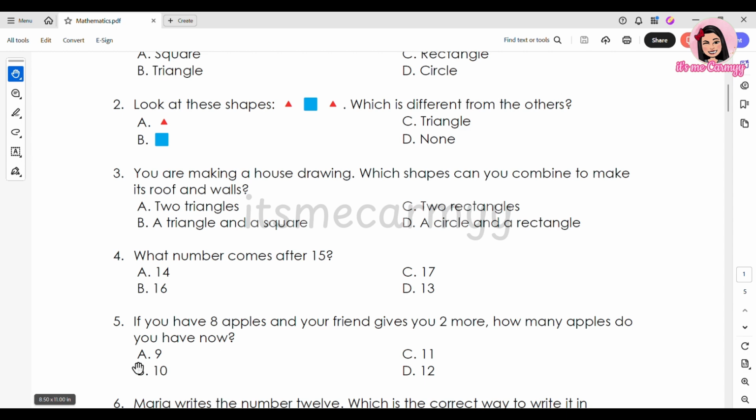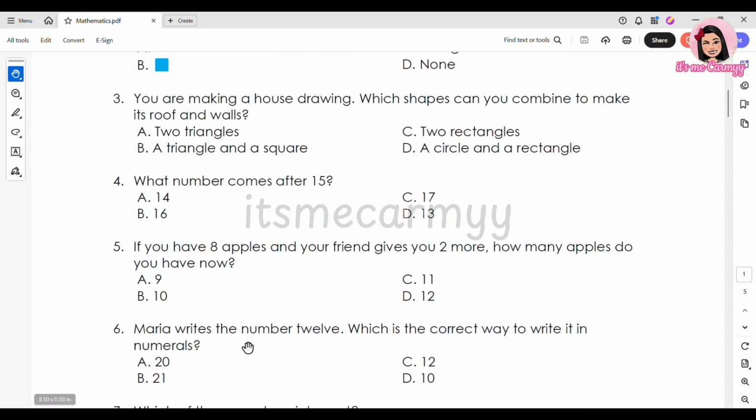5. If you have 8 apples and your friend gives you 2 more, how many apples do you have now? A. 9. B. 10. C. 11. D. 12. 5, 4, 3, 2, 1. The correct answer is letter B. 10.